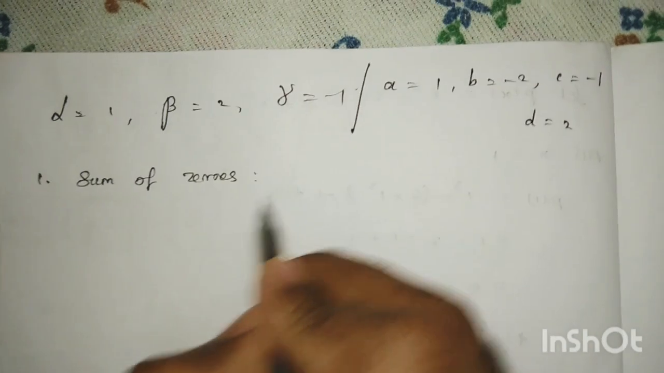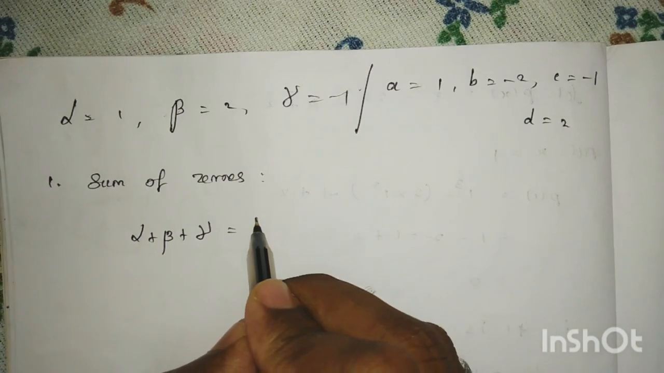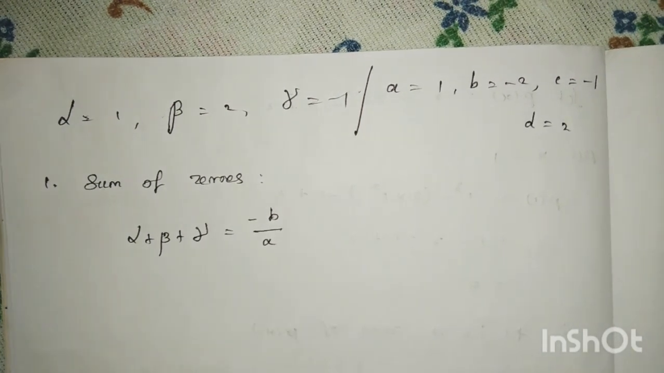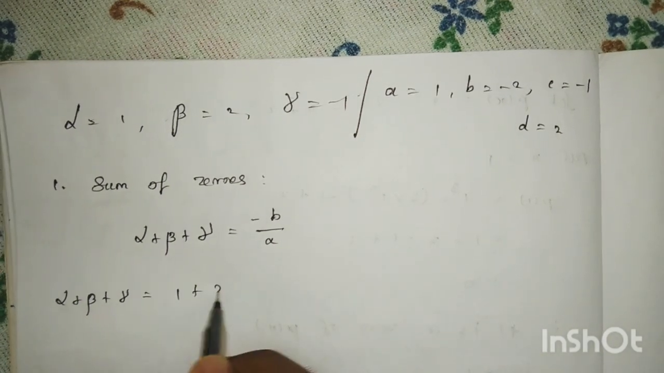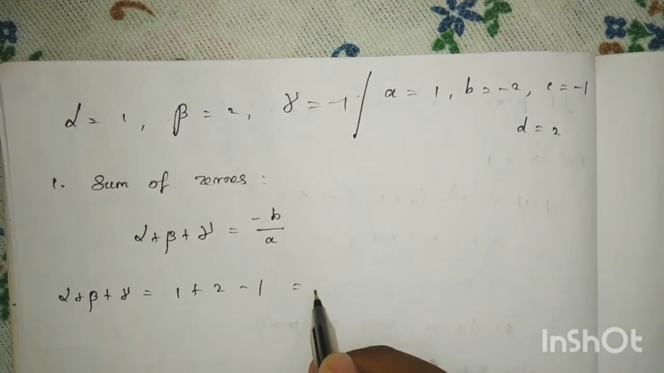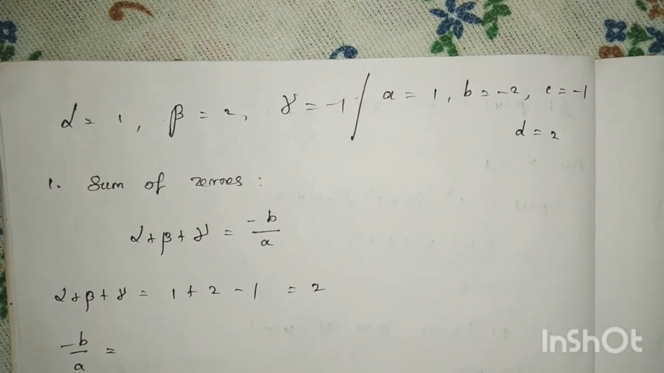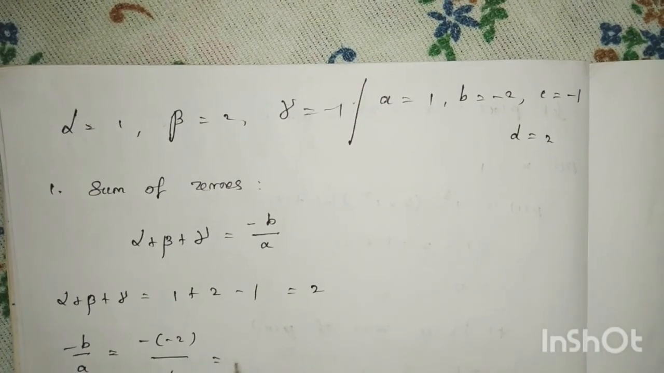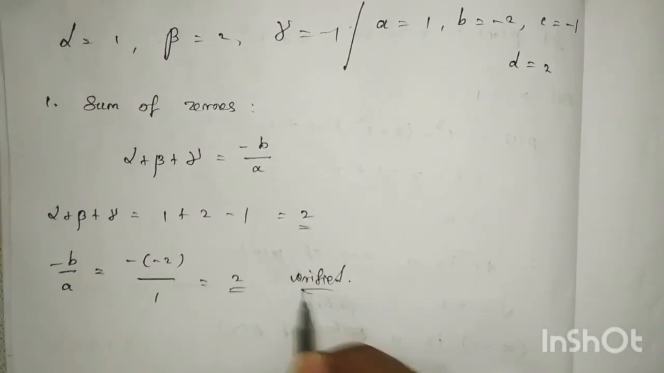So sum of the zeros, that is alpha plus beta plus gamma, is equal to, what is the relation? That is minus B by A, right? B is the coefficient of x square. Now we can take the left hand side: alpha plus beta plus gamma is equal to 1 plus 2 minus 1. Now its value is 2, right? Then we can take the right hand side, minus B by A. What is the minus B here? Minus of minus 2 divided by the A value 1. So minus of minus 2, that is plus 2. So both are the same. So we verified the first one. Clear? Very clear?